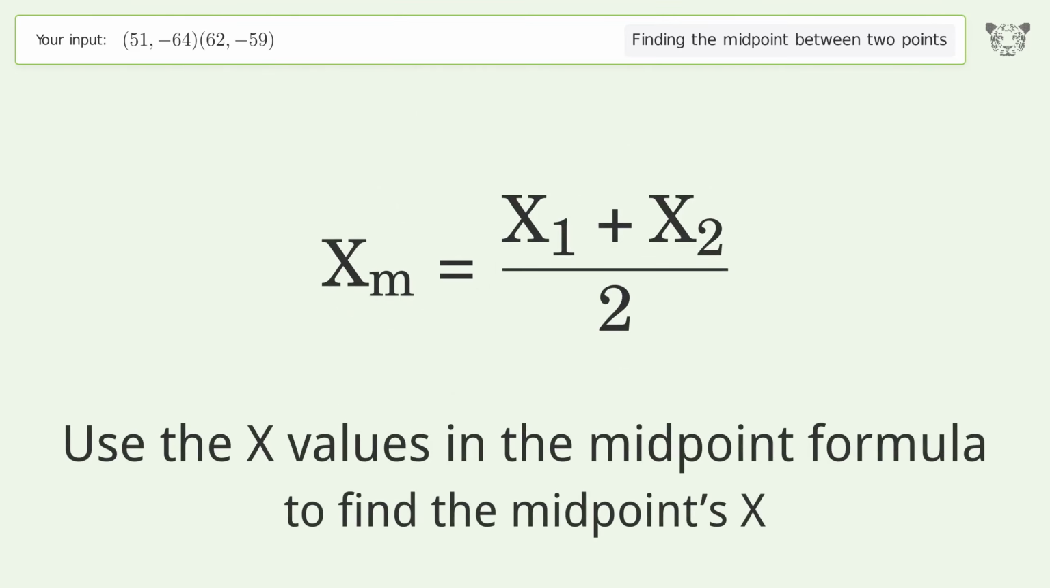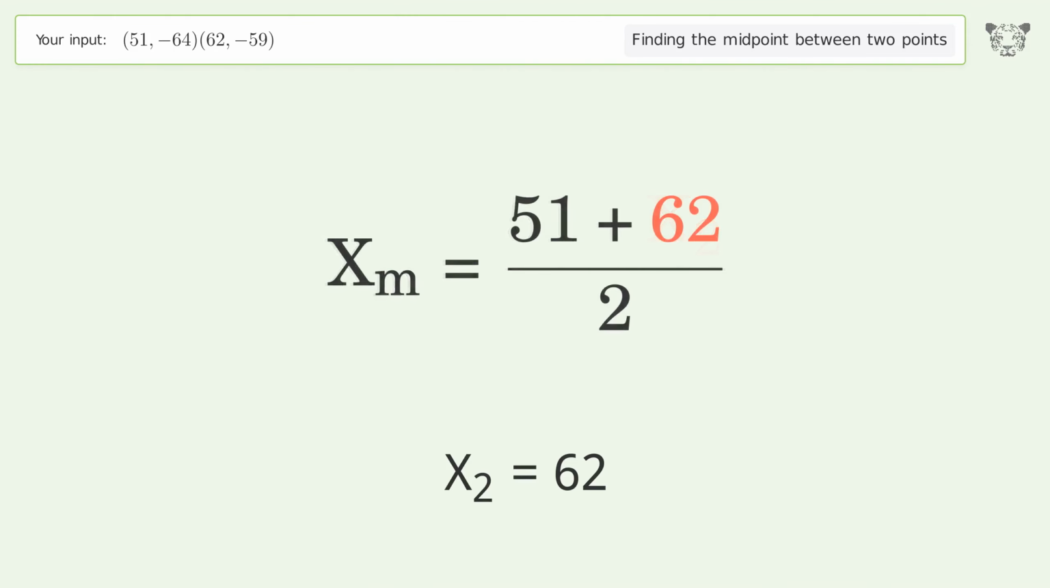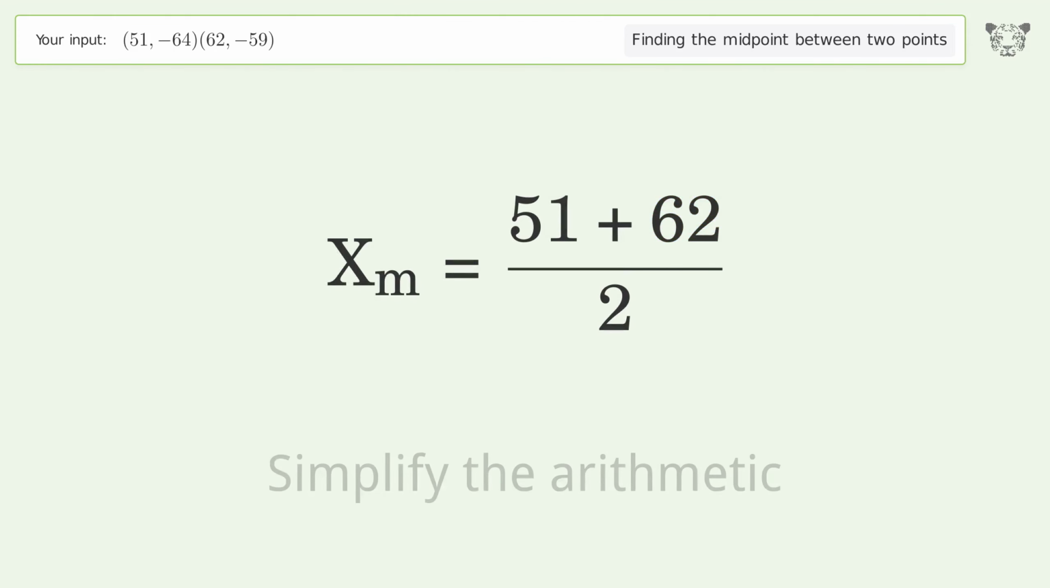Use the x values in the midpoint formula to find the midpoint's x. x1 equals 51. x2 equals 62. Simplify the arithmetic.